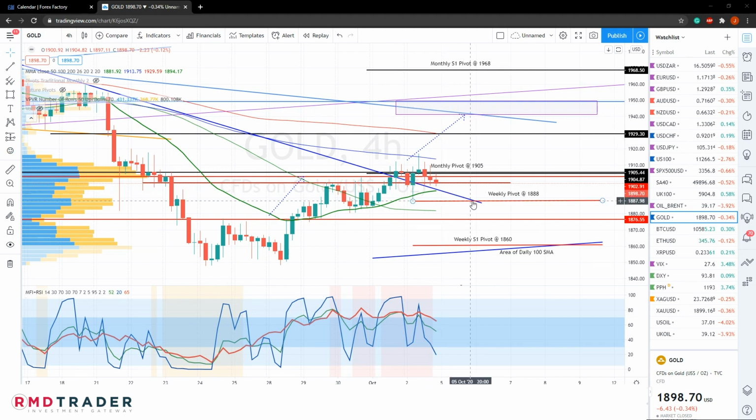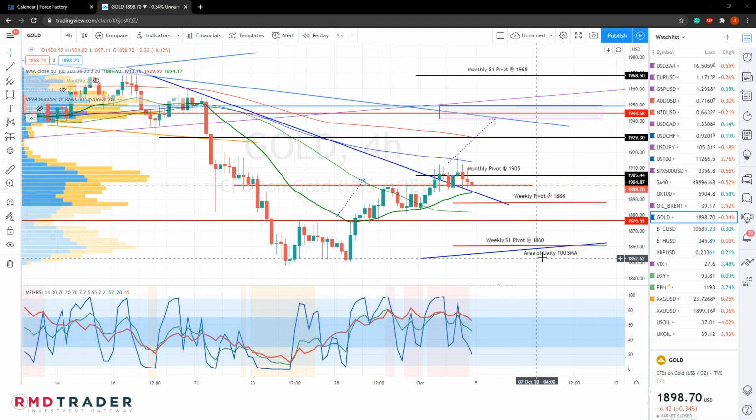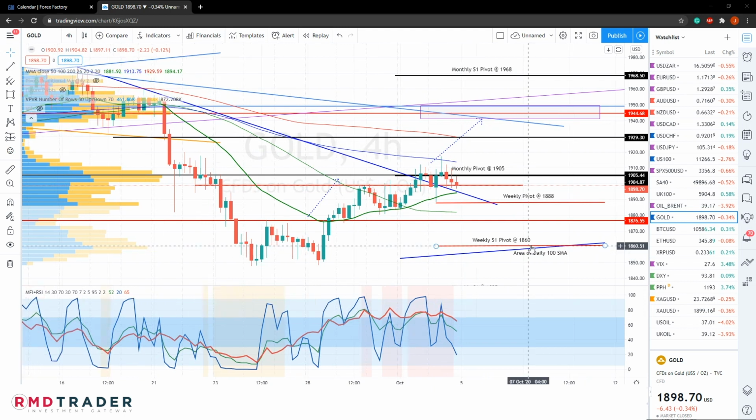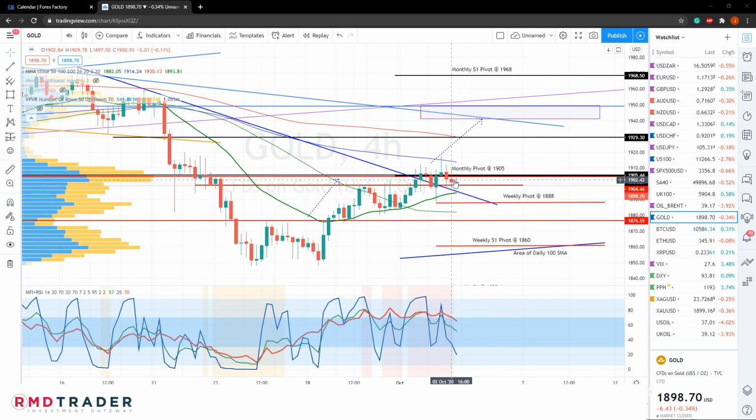However, a close below the weekly pivot at 1,888 could potentially take price lower, and that will probably meet up with the weekly S1 pivot at 1,860, which is also the area of the daily 100 SMA, as you can see projected on the 4-hour over here. But just consider that it is possible that we see price consolidate on this monthly pivot area at 1,905 with a few tests of the weekly pivot. That's why I'm saying it's important to keep an eye out in this area between 1,905 and 1,888, as a break above or below these levels will set these targets in motion.